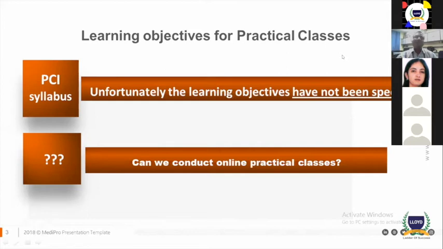But for practical classes, there is nothing like learning objectives mentioned. So in this discussion, we're going to plan what should be the learning objectives for the practical classes, and then we'll be going for online or blended or hybrid kind of practical classes in the present scenario.